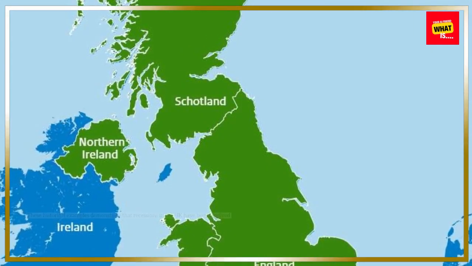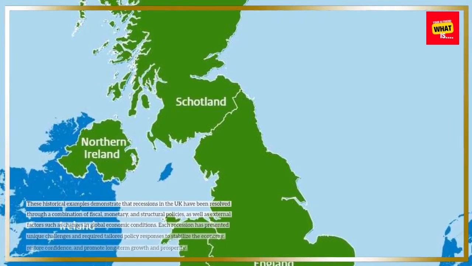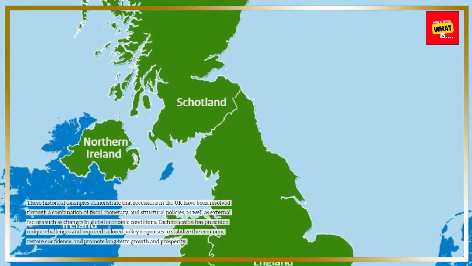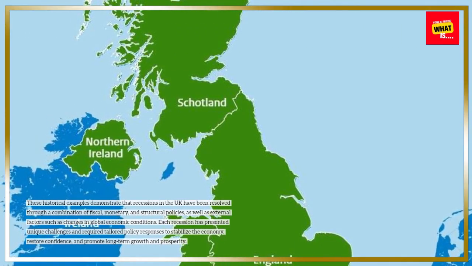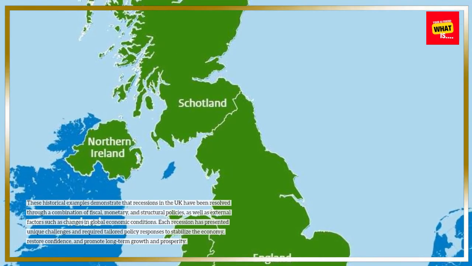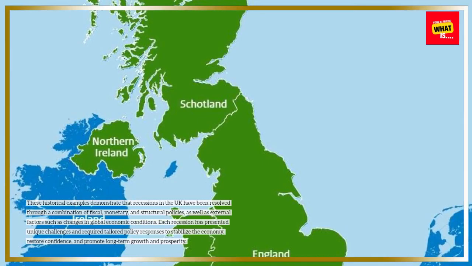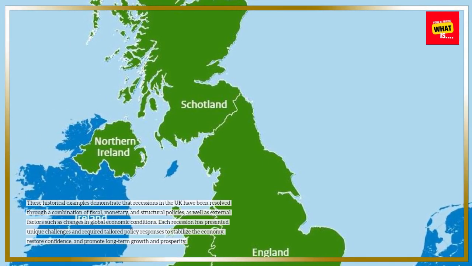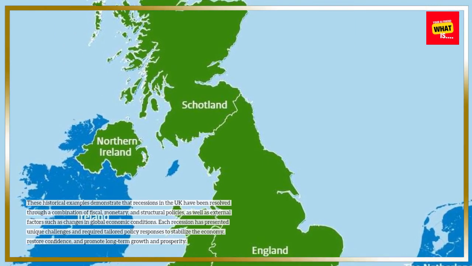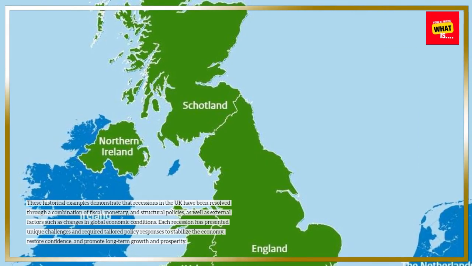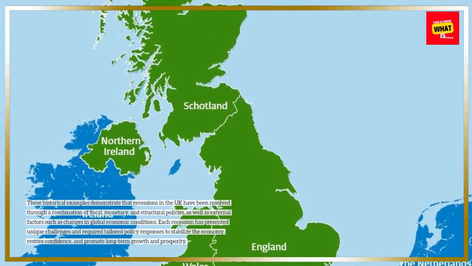These historical examples demonstrate that recessions in the UK have been resolved through a combination of fiscal, monetary, and structural policies, as well as external factors such as changes in global economic conditions. Each recession has presented unique challenges and required tailored policy responses to stabilize the economy, restore confidence, and promote long-term growth and prosperity.